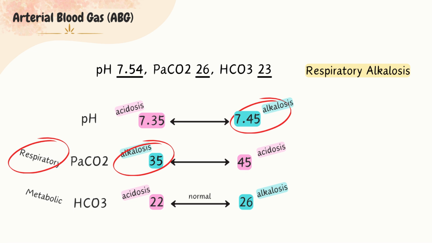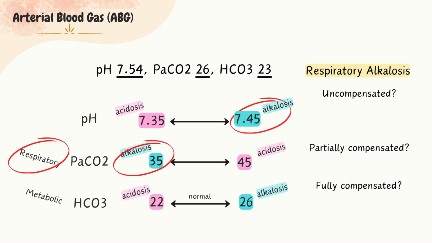Okay, now we have to ask ourselves, is it uncompensated, partially compensated, or fully compensated? In our last video, we talked about that if the pH is abnormal, then it is partially compensated, meaning the body is trying to compensate but not enough to reverse the abnormal pH yet. If it has completely normalized the pH, then it is fully compensated. What we didn't talk about was that it can also be uncompensated, which means the body has not done anything to reverse the acid-base imbalance, or it may not have had enough time to do so.